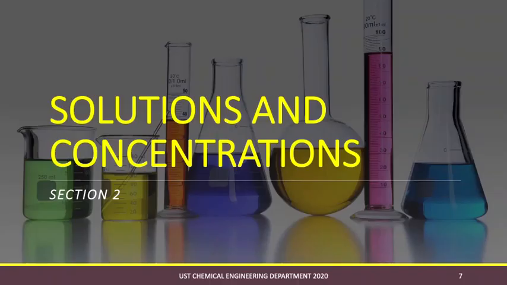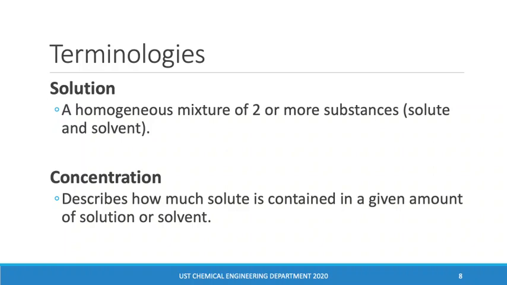Now, we proceed to chemical solutions and the different ways to express concentrations. This will serve as a review since most of these have also been discussed during your ENG201 course. So let us recall some of the terms. First, what is a solution? It is a homogeneous mixture of two substances, namely the solute, or the substance being dissolved, and the solvent.